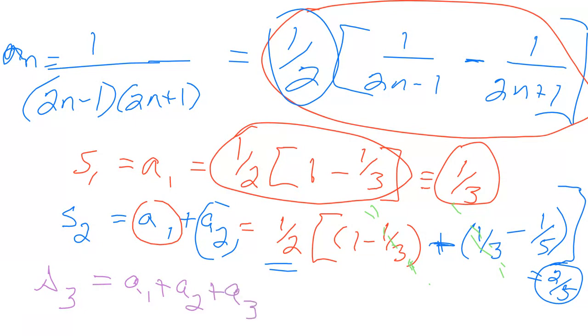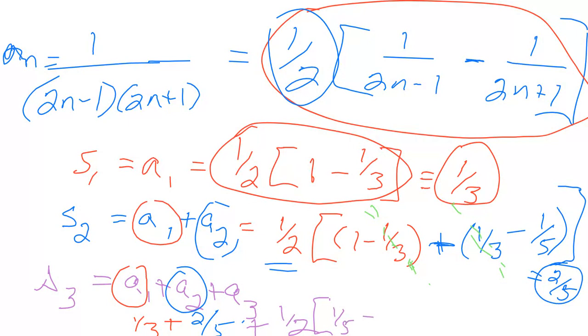Now we know that A1 is 1/3. So this is 1/3 plus A2, we already got, was 2/5, right? And then plus A3. So we can figure out what the value of the third term is. So if I do that, I'm going to do this underneath in purple, but the value of the third term, if I plug in 3 up here, it's 1/2 times what? Plugging in, that's 1 over 2 times 3 is 6, minus 1 is 1/5, minus 1/7. Once again, plugging 3 in there.